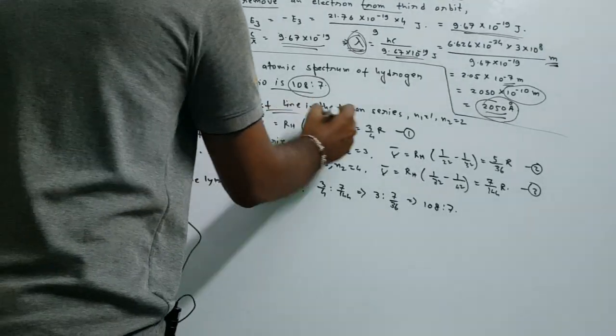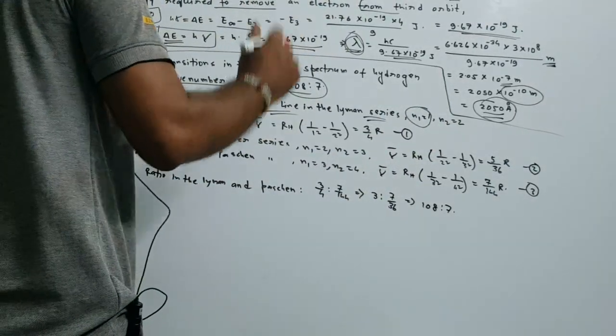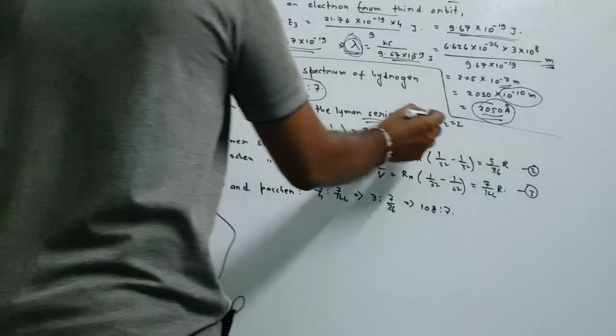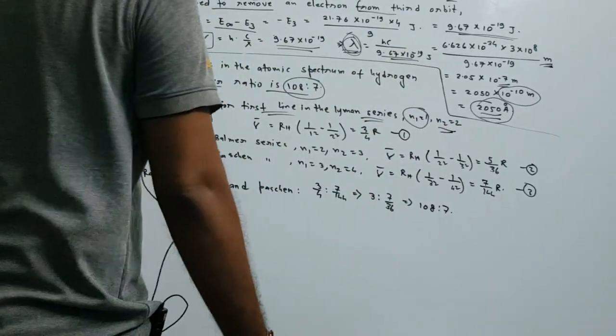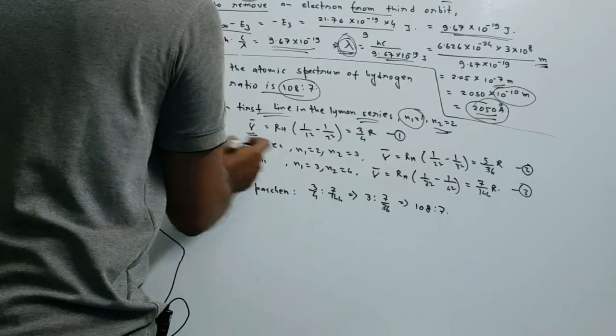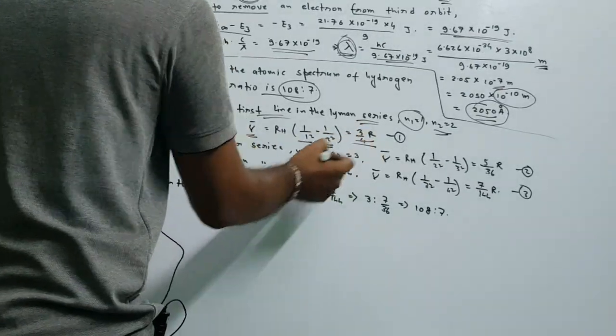So in the first line of the Lyman series, we know, in the Lyman series n1 is the lower energy state. n1 is 1 and n2 is 2. You will get the first line of the spectrum. So nu bar would be n1 is 1, n2 is 2. Calculate, you will get 3 by 4 R.